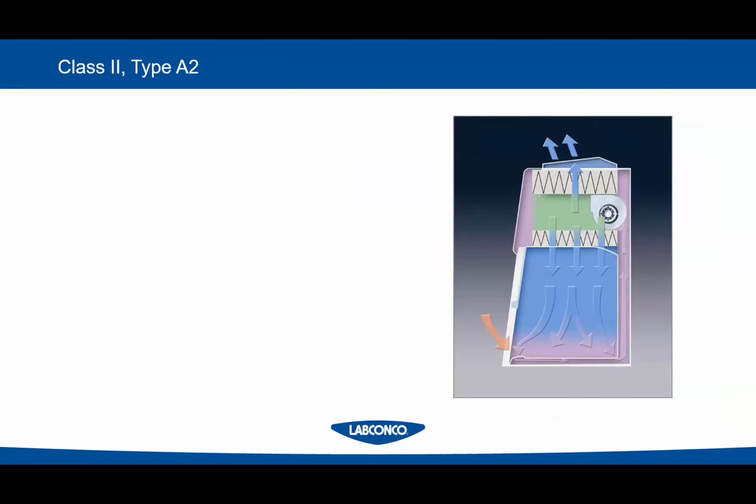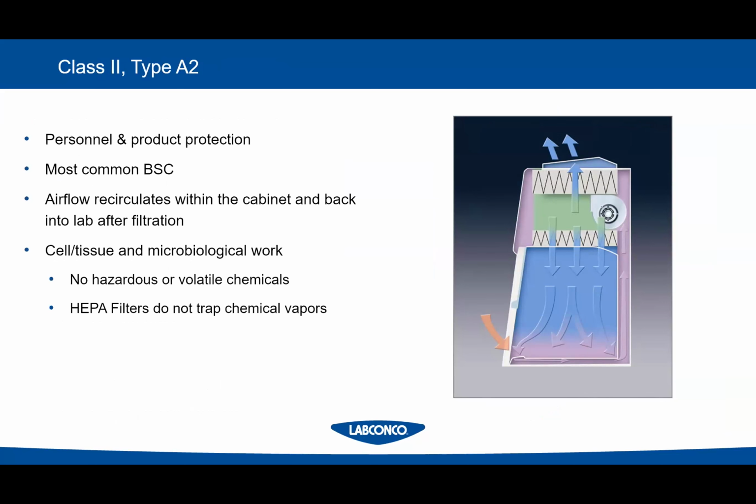Class 2 type A2. This is the most common type of biosafety cabinet. They typically exhaust back to the room. This is what you will find in cell culture labs or places like that across your campus, right? Basically big HEPA filtered units that are just recirculating air back to the room. Okay? They provide personnel and product protection, but you cannot use any hazardous or volatile vapor chemicals in here, right? Because they're recirculating air right back to the room, and HEPA filters don't trap fumes.